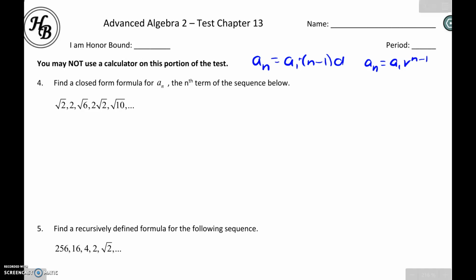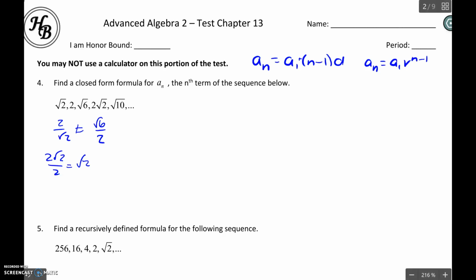So to figure out if it's geometric, we'll divide them. So 2 over root 2 is our first one. Our next one would be root 6 over 2. So these are not equal, right? That's not the same thing. I could rationalize and get 2 root 2 over 2, which is just root 2, so that doesn't work. So it's not arithmetic, it's not geometric. So I can't use those two formulas.